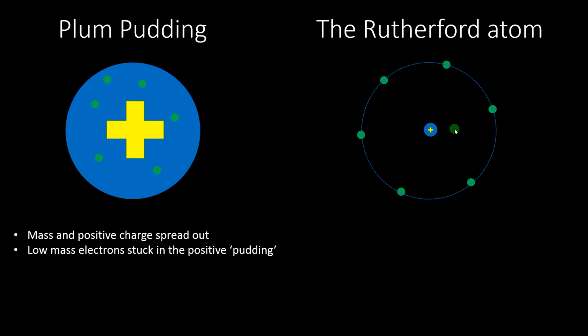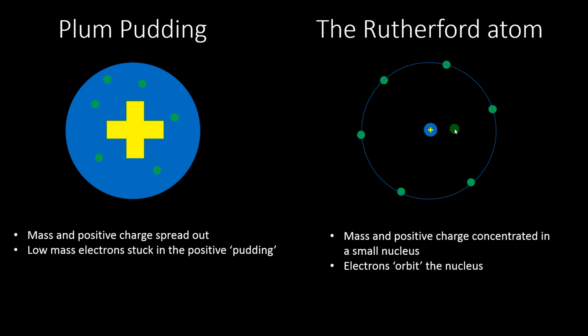So Rutherford's proposal was really the first idea of what we call the nuclear atom. So the electrons are still there, but we have the mass and positive charge concentrated in a small central nucleus, okay? And the electrons kind of orbit around the outside, a bit like planets orbit around the sun. And most of the atom, therefore, is empty space. Okay, because all the mass and charge is concentrated in the middle.